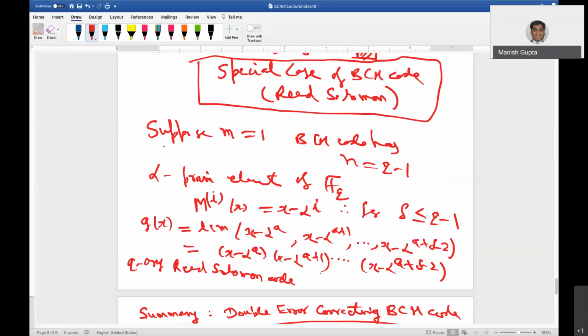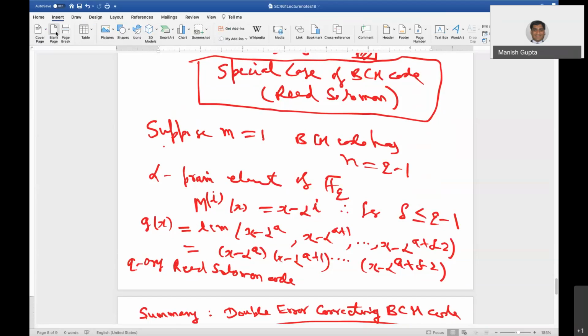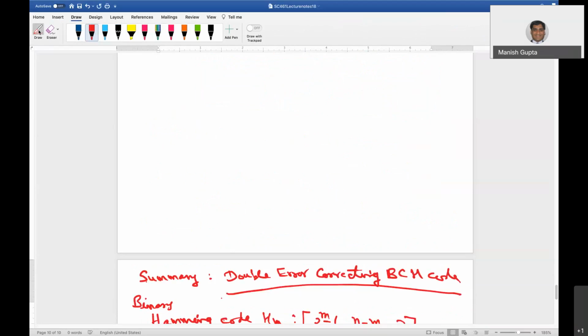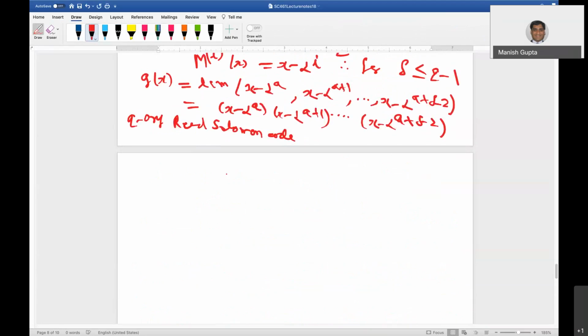Okay, so the length of this code is q minus 1. a is a non-negative integer and delta lies between this and this. So I think that's all for today. Next class, we will see if we can give you the original construction of Reed-Solomon code briefly, so that you have some idea about that.